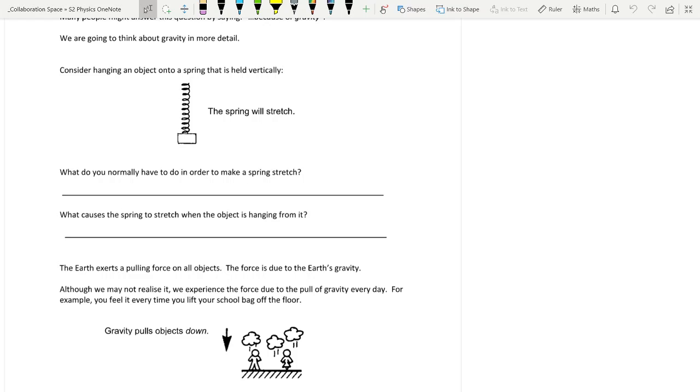Yeah, you can attach an object to it or pull it. It's not a trick question, it's just as simple as that. You can just pull it. We know that pull or push forces, aren't they? So you can pull it, you can apply a force to it. So what causes the spring to stretch when the object is hanging from it? Yeah, the gravitational force pulls it down.